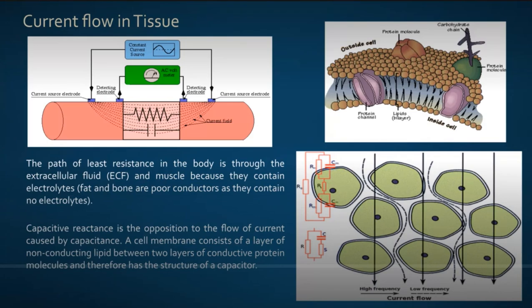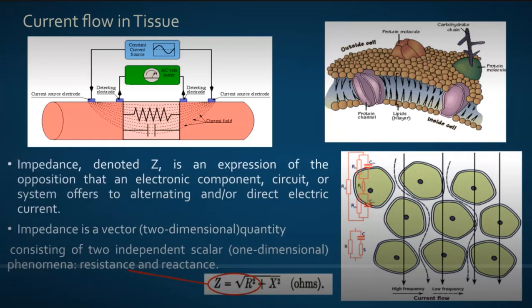Now, the cell itself has capacitive reactance due to the existence of a non-conductive lipid between the two layers of the conductive protein molecules, and therefore has the structure of a capacitor. So impedance, denoted by Z, is an expression of the opposition that an electronic component system offers to alternating or direct current. Now, impedance is a two-dimensional quantity. It consists of resistance and reactance.